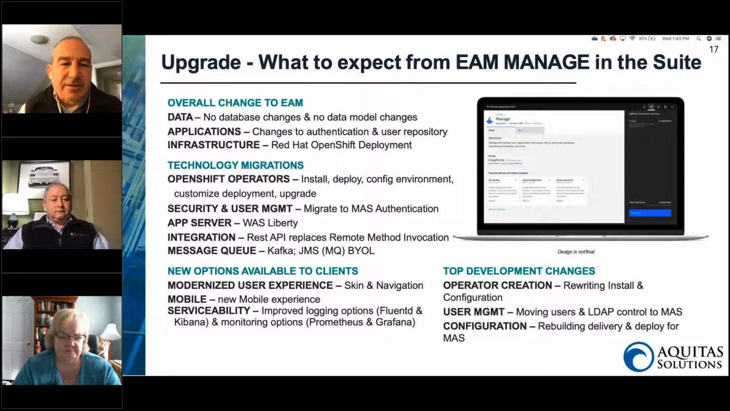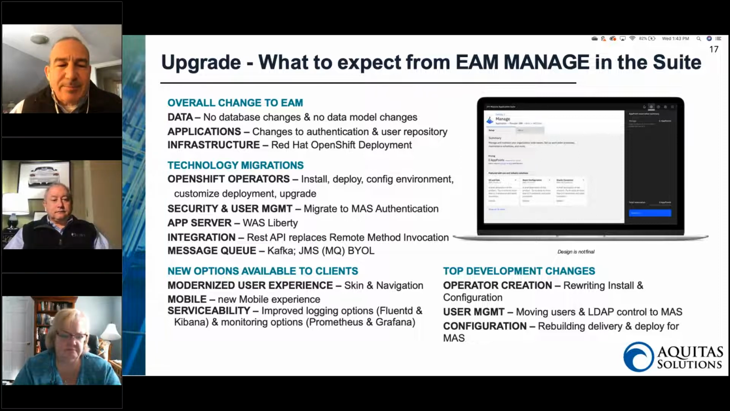Integration, and we'll have much more detail on the upgrade, but this is some of the highlights. Integration is changing with the use of REST APIs replacing RMI, so that's something that a lot of customers need to be aware of. And we'll use something called Kafka for the message queue. If someone wanted to use continuous JMS MQ, they'd have to bring their own license to do that. So that would still be supported, but not delivered.